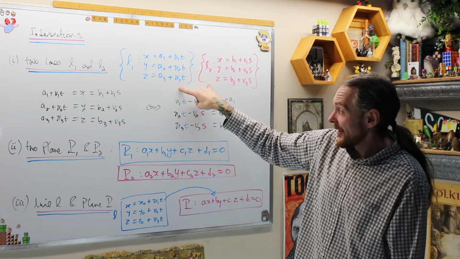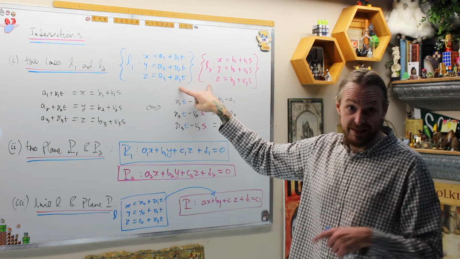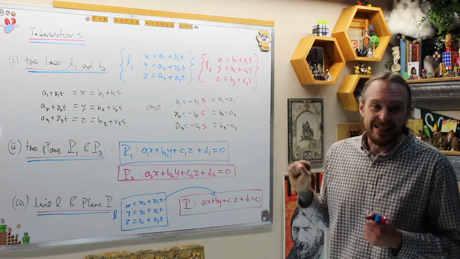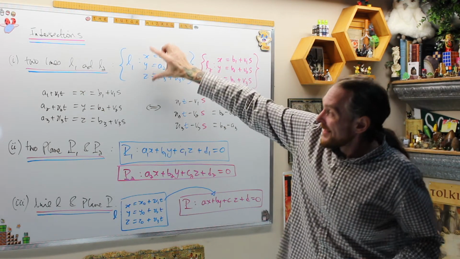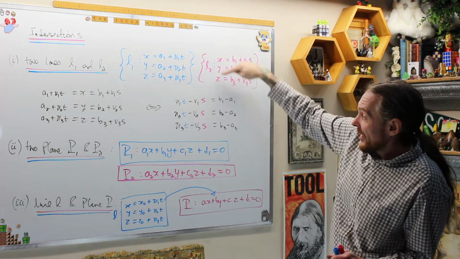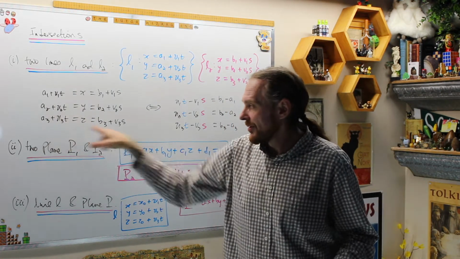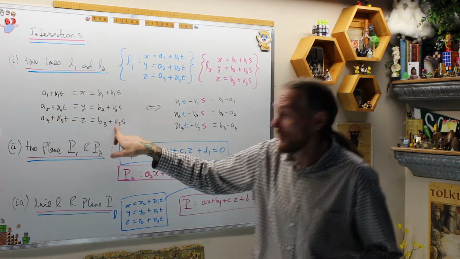I'm going to get 2 lines without loss of generality. They're both in symmetric or parametric form. Here they are. What that says is, if these intersect, then this xyz has to equal this xyz. So I set them equal to each other. Hypatia says if 2 things are equal to a third thing, they themselves are equal to each other.